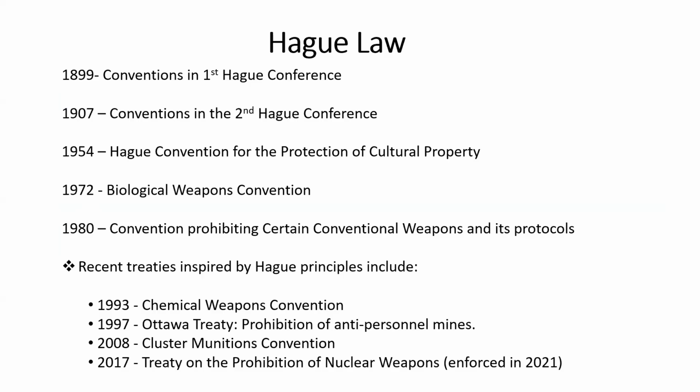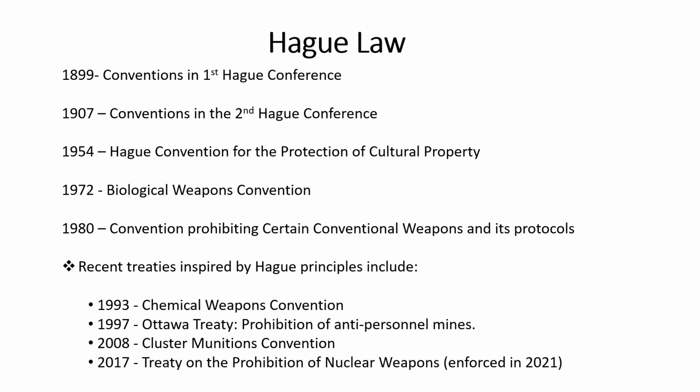So the next type of treaty law is Hague law. We can see two main conferences were held in The Hague, Netherlands, in 1899 and 1907. During these two conferences, several conventions were passed to restrict the means and methods of warfare. This was followed by several other conventions.